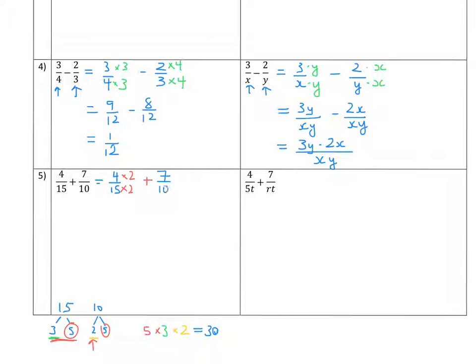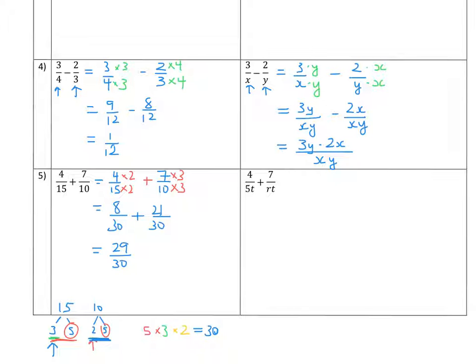7/10. So the 10, 7/10, had a 2 and a 5 already. The extra thing that was different was the 3. So we're going to need to times this by 3 and times this by 3. All right, equivalent fractions, we've got an 8 over 30 plus a 21 over 30. And 21 plus 8, I believe, is 29 over 30. All right, now how does this fit in with this question?